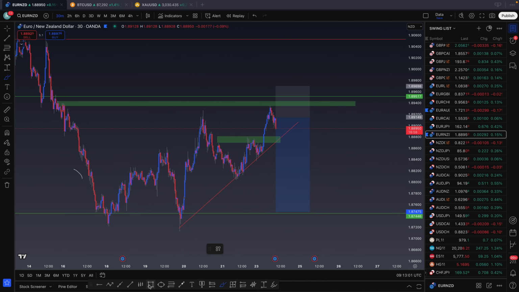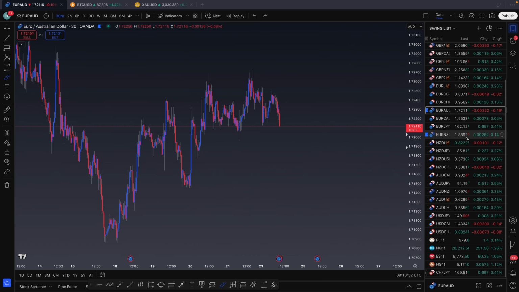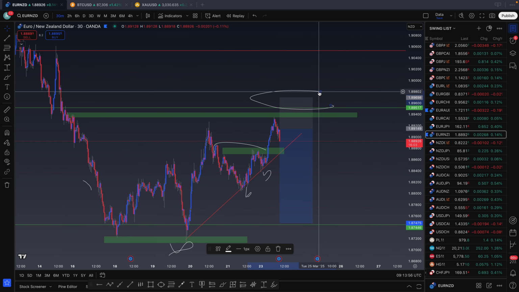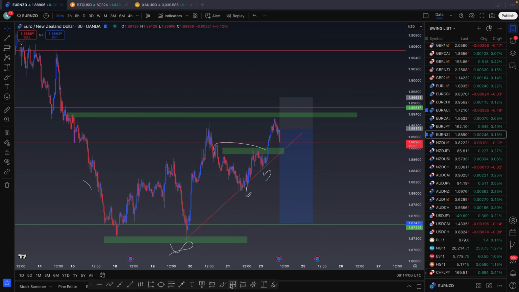Now you can notice that I have somewhat of a bigger stop loss than Euro AUD right there. First of all, why do I have such a bigger stop loss? I calculated multiple possibilities for Euro NZD. And this is the way that I trade. I calculate multiple possibilities in order to decide what my next step can be and what my current step is. So let me discuss this.